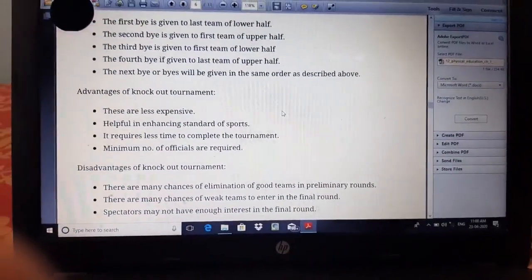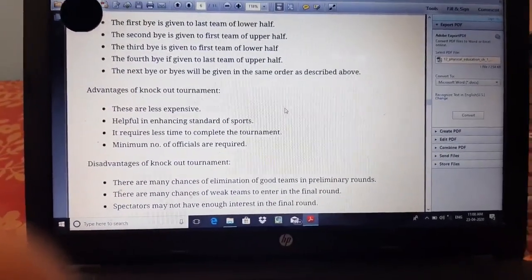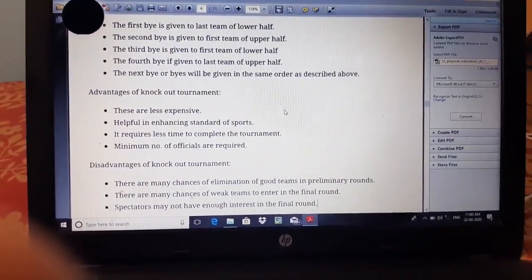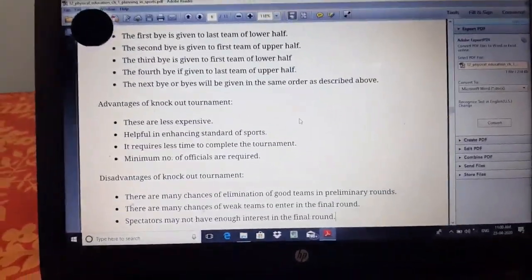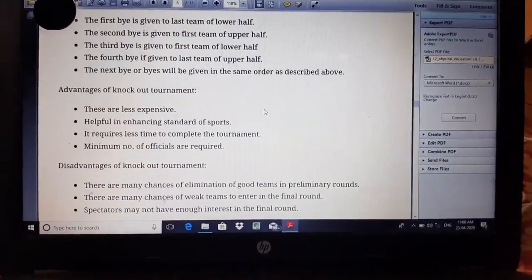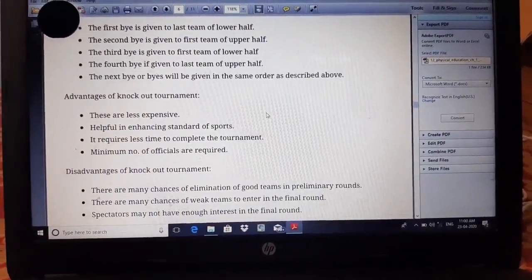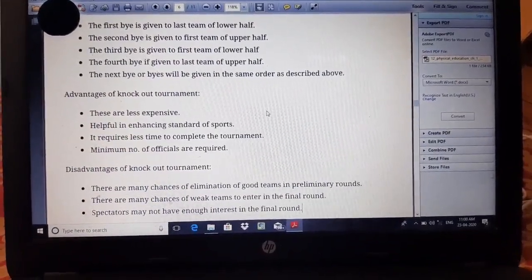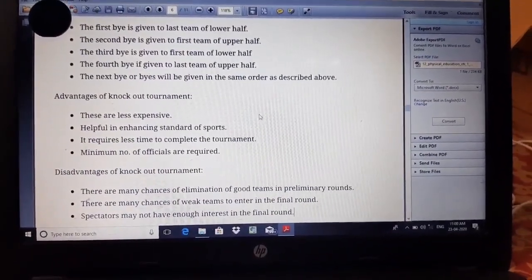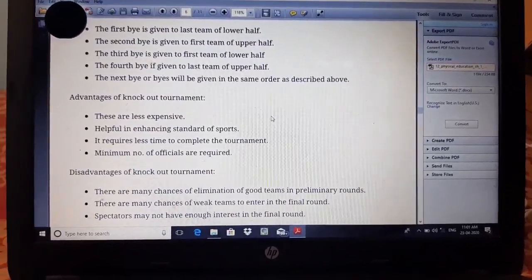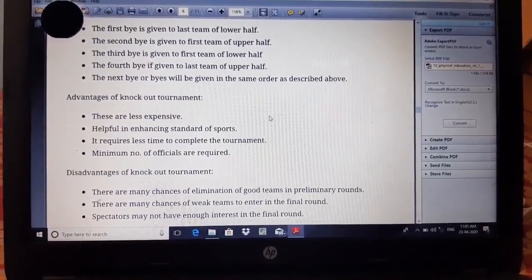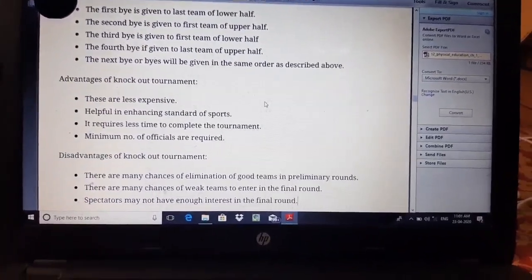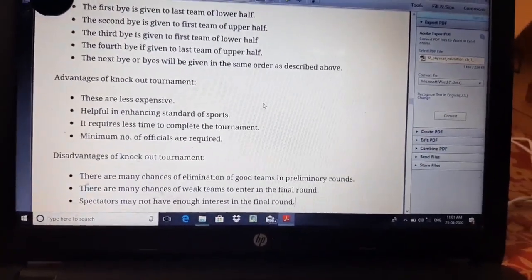Now what are the disadvantages of knockout tournament? There are many chances of elimination of good teams in the preliminary round. See, it is a very common thing. In knockout tournaments, what happens at times, good teams or the better teams, they lose and they have to go back. Rather than in league tournaments, where they get a second chance. So that is the drawback.